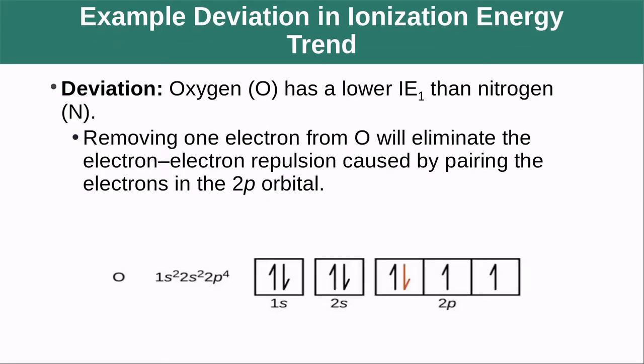Here's an example with oxygen and nitrogen. When we remove one electron from oxygen, we eliminate the electron repulsion caused by pairing the electrons in the 2p orbital. So it actually has a lower ionization energy. Because we're removing this instability of having to pair off electrons, it wants to do that.